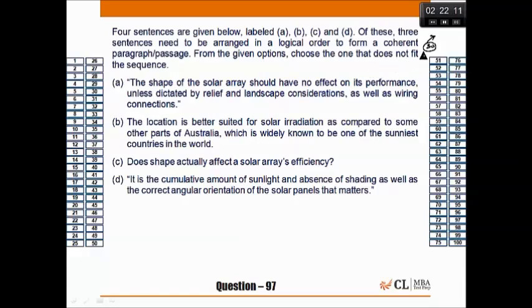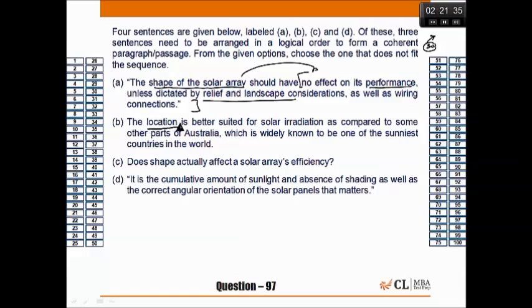So even if I'm overshooting a little bit, I'm still fine with it because we're getting the answer to the question. Okay. 4 sentences are labeled. The 3 sentences need to be arranged in logical order to form a coherent paragraph. From the given options, choose the one that does not fit the sequence. Same thing. The shape of the solar array should have no effect on its performance unless dictated by relief and landscape considerations. So we're talking about the shape of a solar array should not have an effect on the performance unless dictated by relief and landscape conditions. Okay. What should be shape, and that's what he's talking.